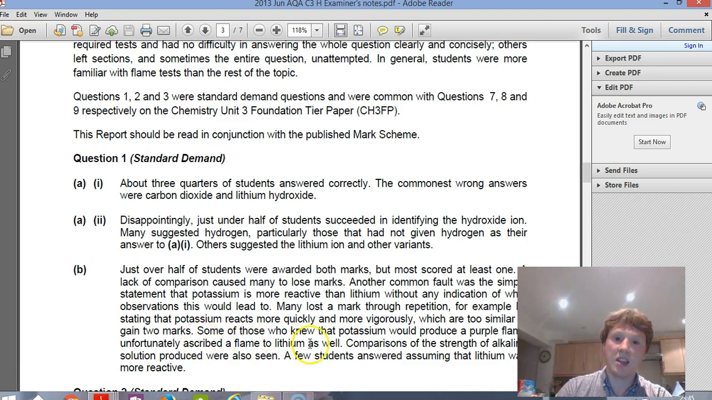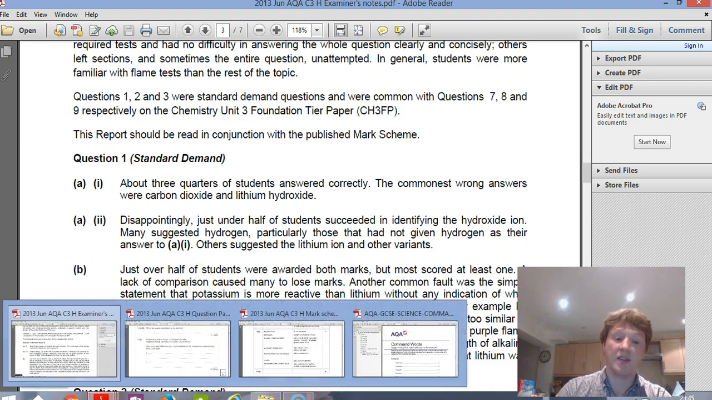Some people said that lithium produced a purple flame as well. All the group 1 elements produced different flames. Comparisons of the strength of the alkaline were also seen, but you can't observe those. And people assume that lithium is more reactive. No, it's down the group, more reactive in group 1.